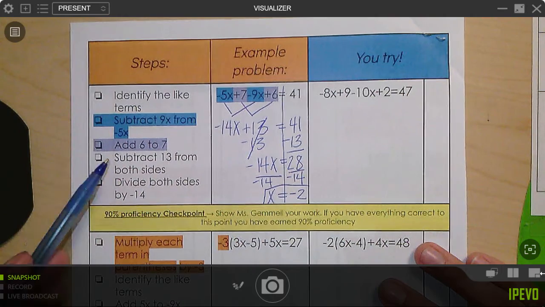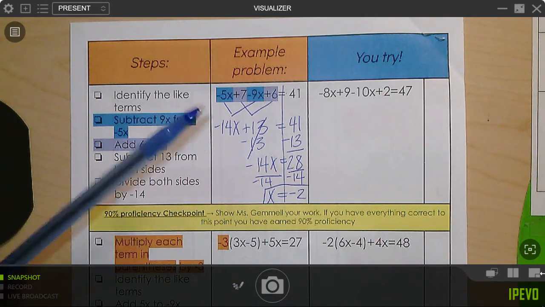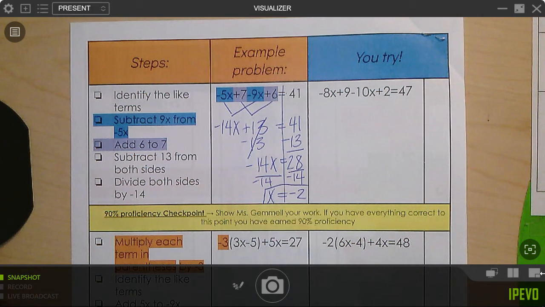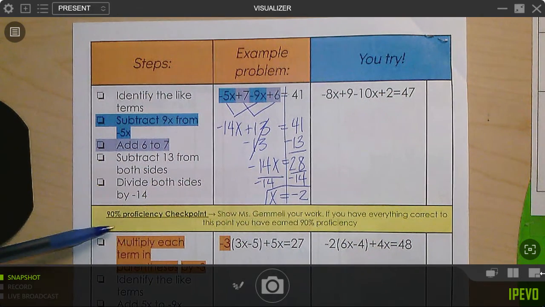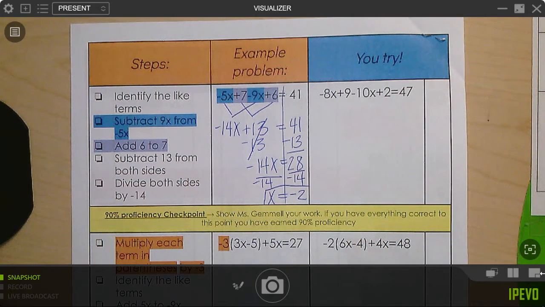All right, so that is it for this proficiency checkpoint. If you're able to do all the U-tries, showing your work and getting them all correct, then you would receive a 90 for this assignment. So finish the U-tries and then come back for the final video to get your 100% proficiency checkpoint. Good luck.